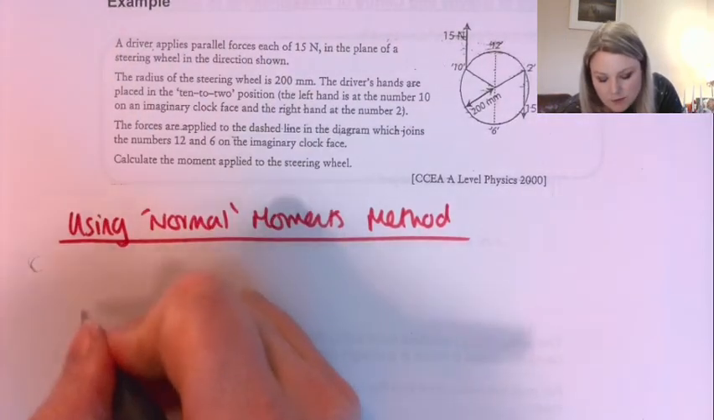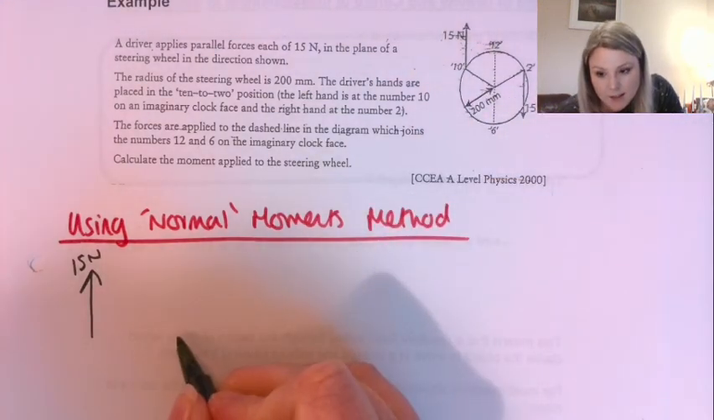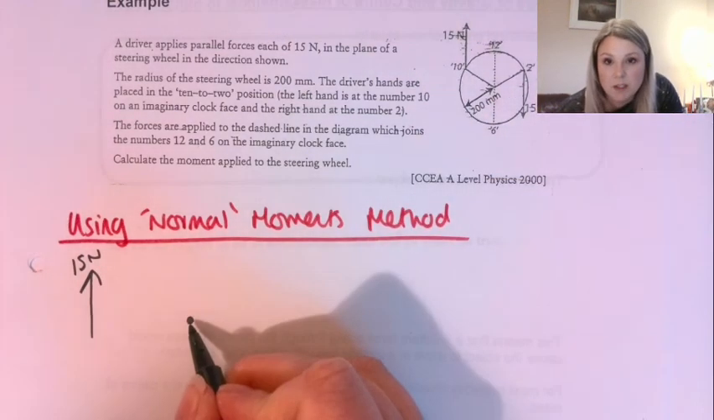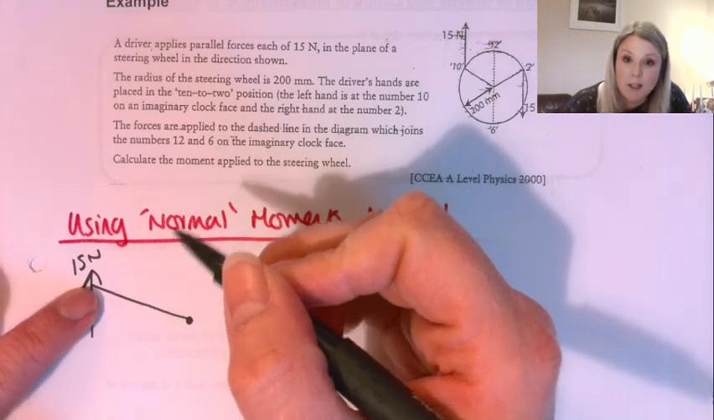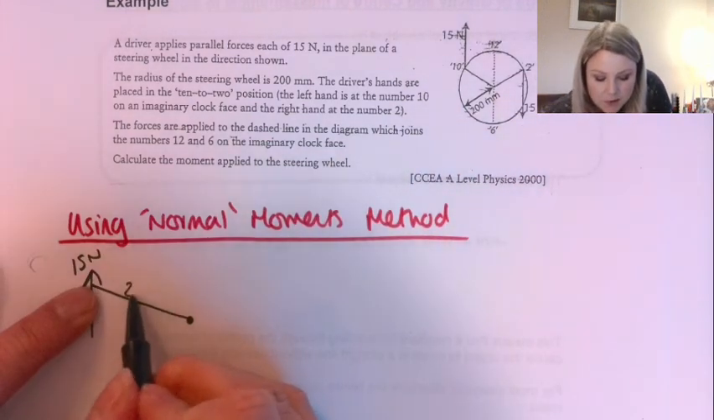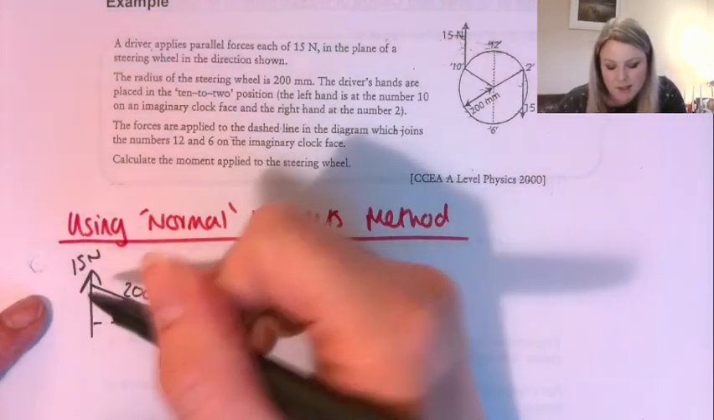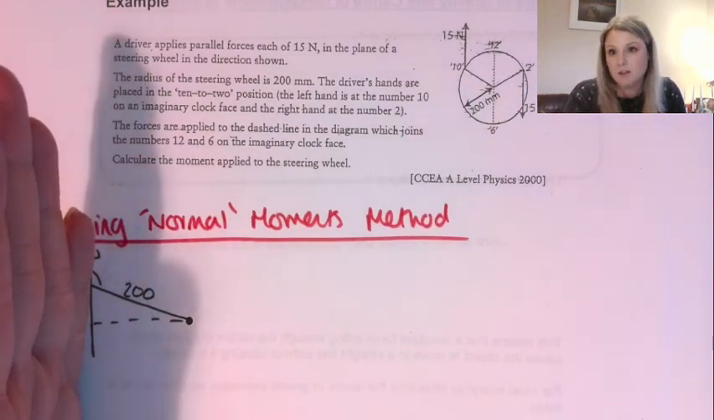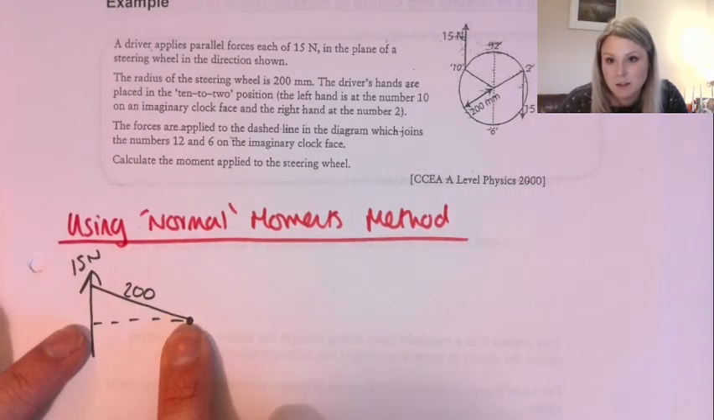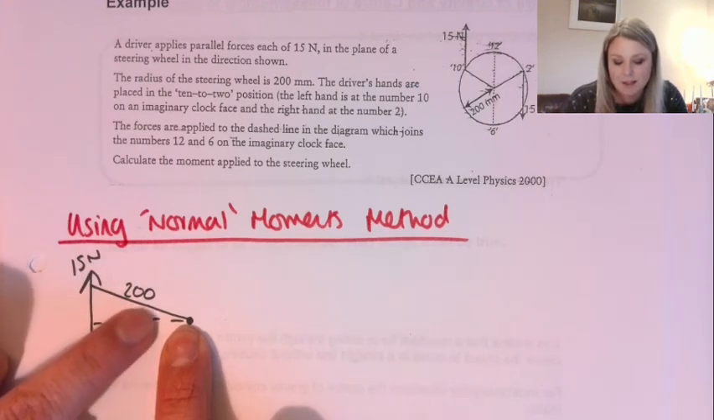So let's see, I'm actually going to do it for this wee one here. So if I have a force of 15 newtons acting up the way, which is this one, and I have the centre of my steering wheel, my pivot here, then because they had told us that the radius of the steering wheel was 200 millimeters, I know that that's 200 millimeters. Now, because my line of action of this force is going up this way, then I need to have the perpendicular distance to calculate the moment. So it's this distance here, which I need, which isn't 200. So to figure that out, we're going to have to figure out what this wee angle is here.